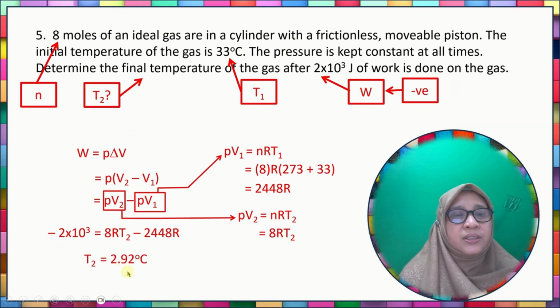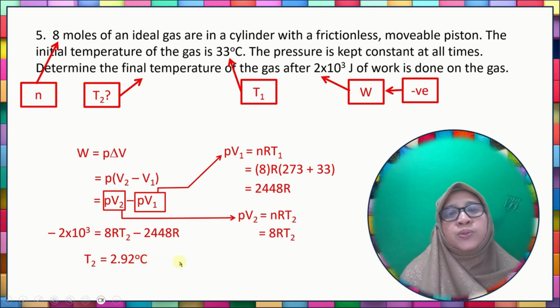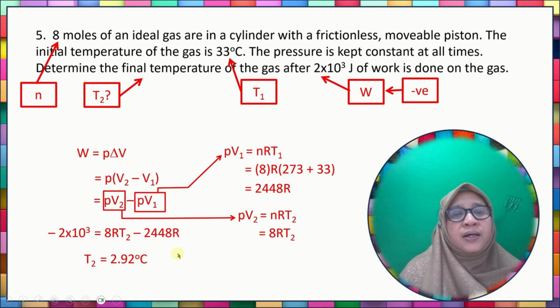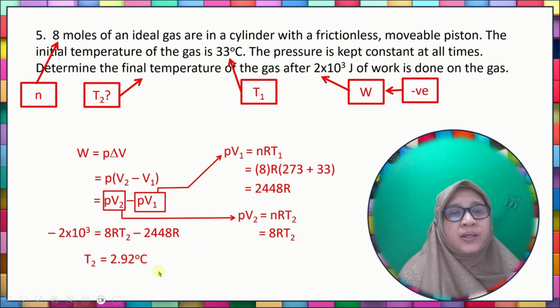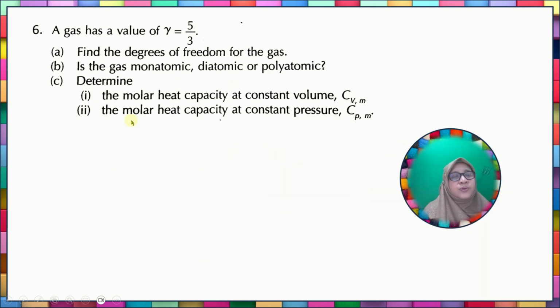So the temperature is 2.92 degrees Celsius. The R here is 8.31, I didn't show the substitution here. So the final temperature is 2.92 degrees Celsius. You can write it in two significant figures, so write 2.9 degrees Celsius. Okay, now we go to question 6.